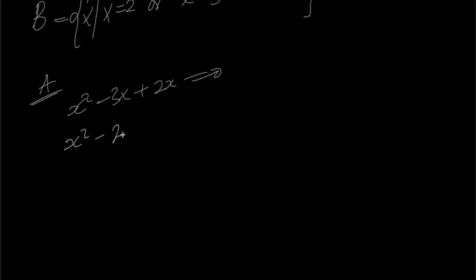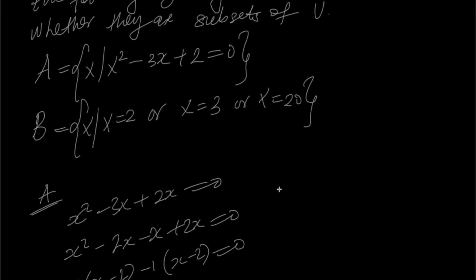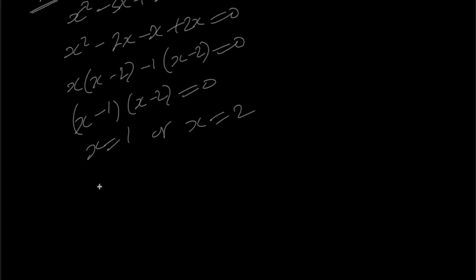Those are minus 2 and minus 1. You agree with me? This and this will give us this. If you multiply minus 2 and minus 1, you have plus 2. Okay? Then we can take this and this. We take one of these. I believe you know quadratic equation. So now we can say x is equal to 1 or x is equal to 2. Let's check here. We have 1 and 2 here. Therefore, A is a subset of U, which you write like this.